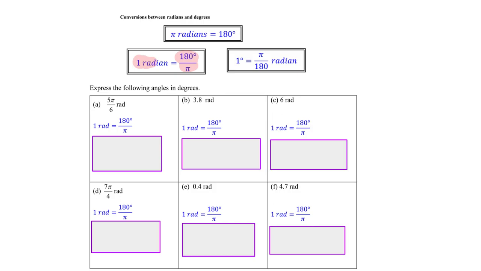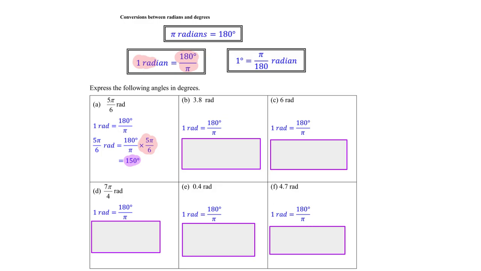If 1 radian is 180 over pi, this means, what is 5 pi over 6? What do I do? Yes, I multiply both sides by 5 pi over 6, and that is what you will see in this working. I multiply by 5 pi over 6, and that will give me 150 degrees for part A. So that is the answer for part A.